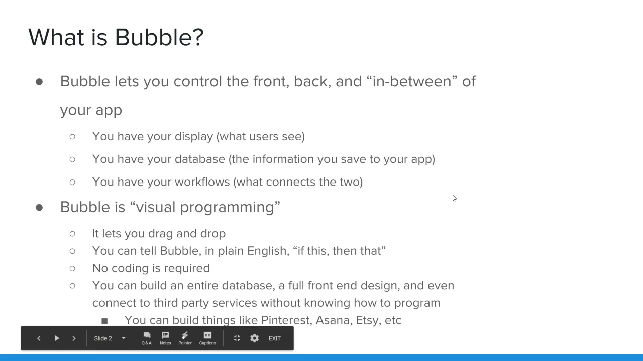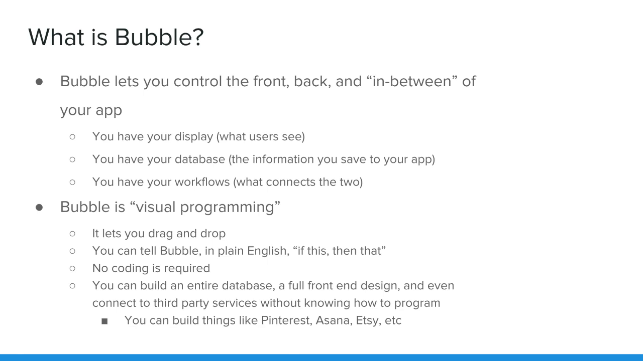Bubble lets you connect three parts of an application. There's the front end, so everything that your users, your app visitors will see, the design of everything, how it looks, things like that. With the back end, which is usually your database. So anytime you need to save information to your application, it will be going into a database that is specifically for your app. And I'll talk more about that in a moment. And you can connect those two, the front end with the back end, using something called workflows. This is basically how you tell Bubble to make things happen in your application.